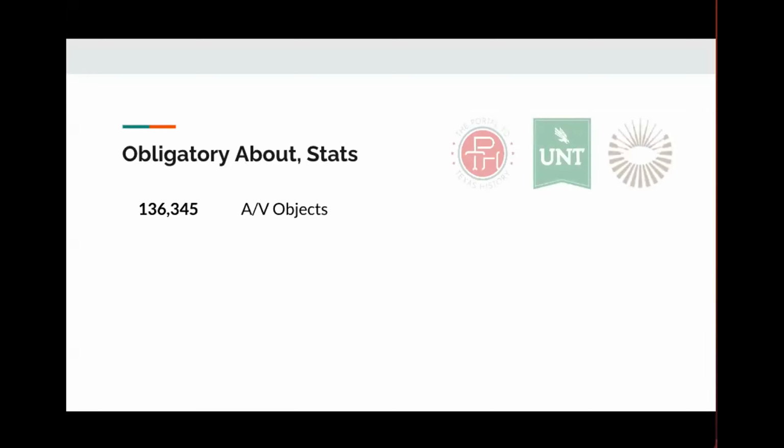And these represent about 6% of the total objects on our system, where we're much more heavy in newspapers, photos, and other resource types. Quick plug, Texas-based orgs, we're always looking for new content partners, so tell your friends.